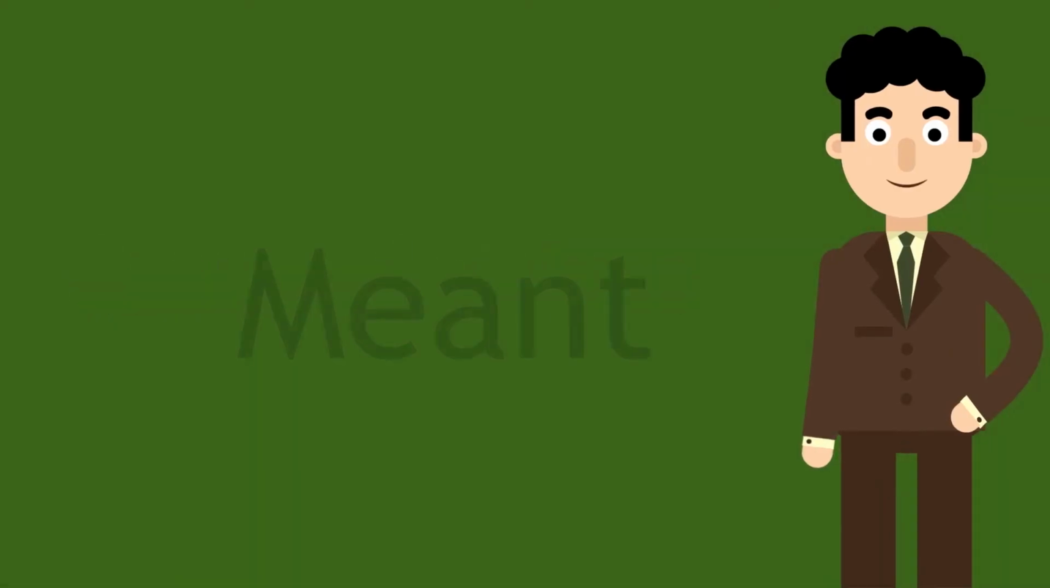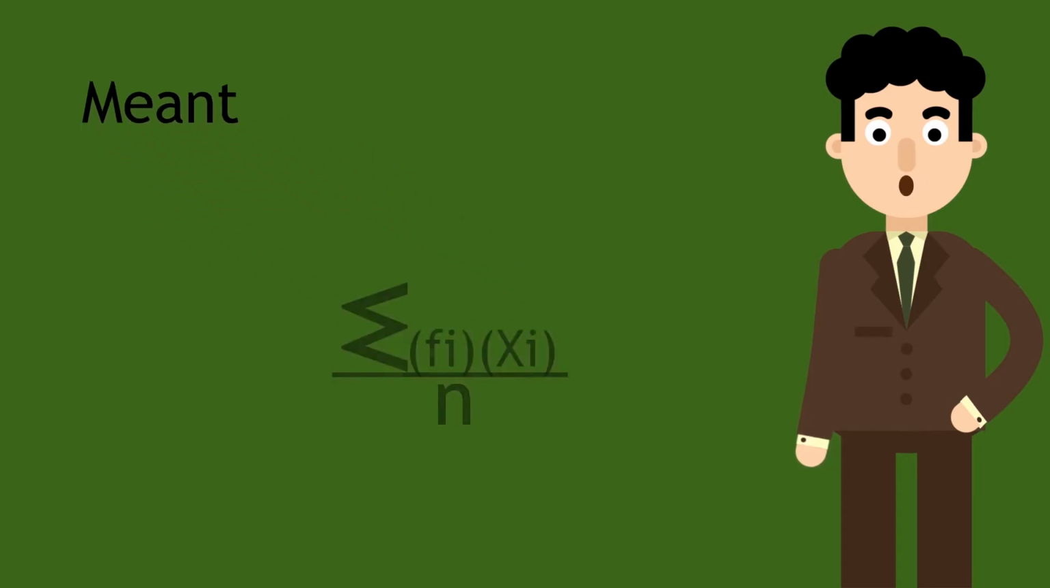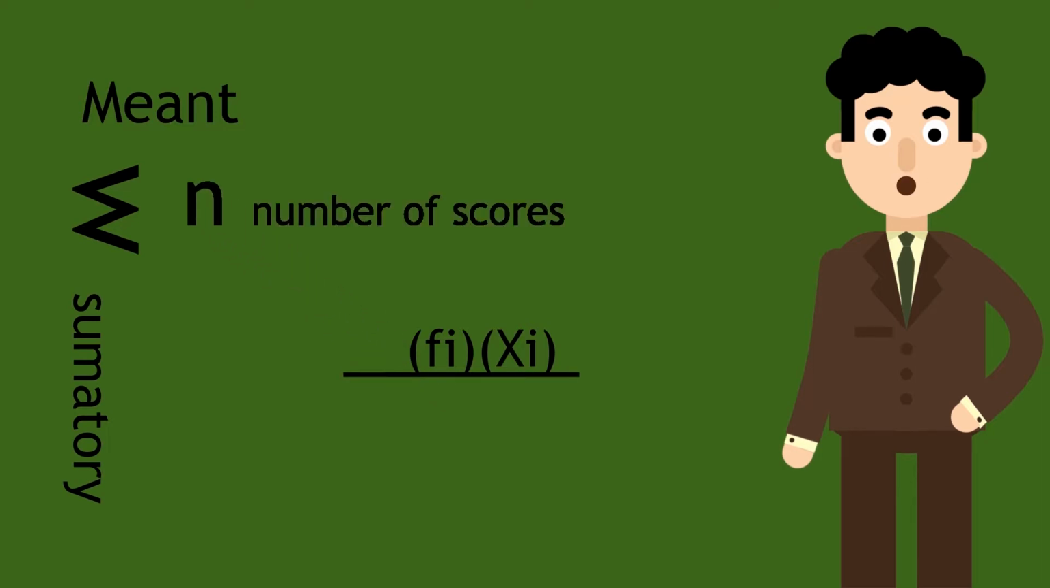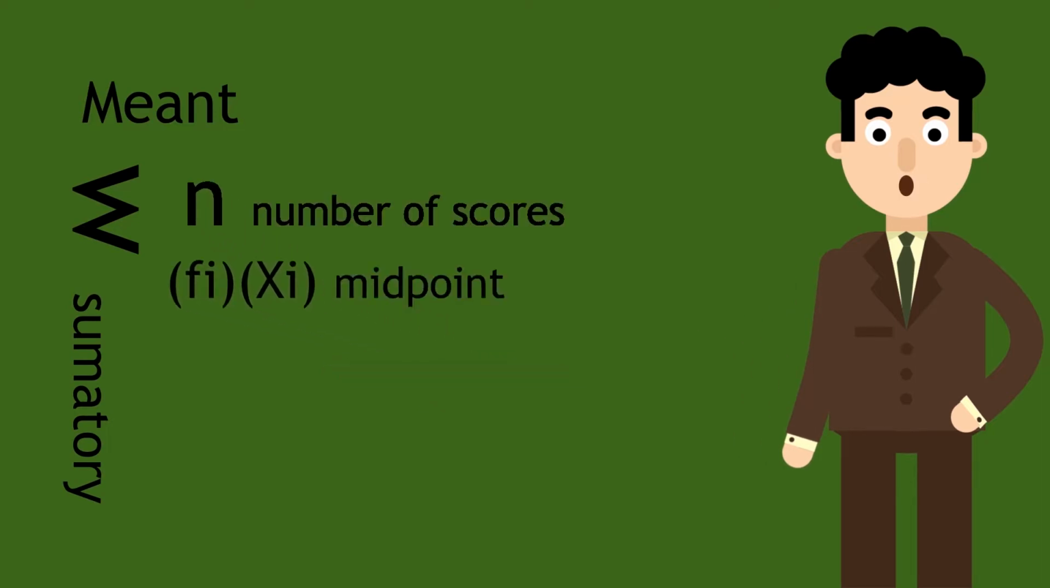Now we are going to see how to get the measures for grouped values. For the mean, the formula is shown. The summatory represents the summation and n the number of scores. Fi represents each of the frequencies times the midpoint of the class.